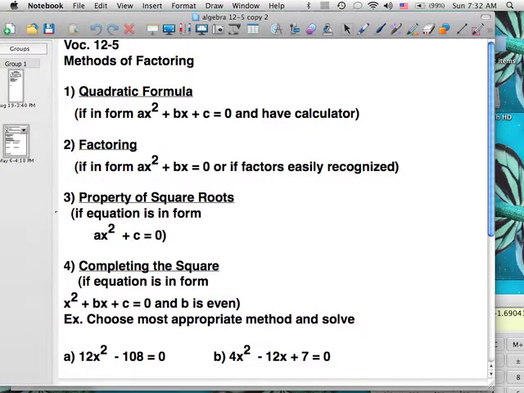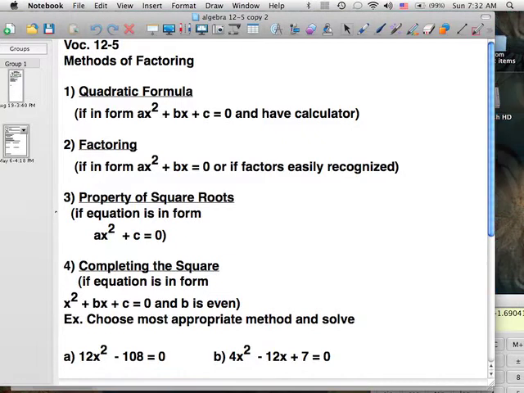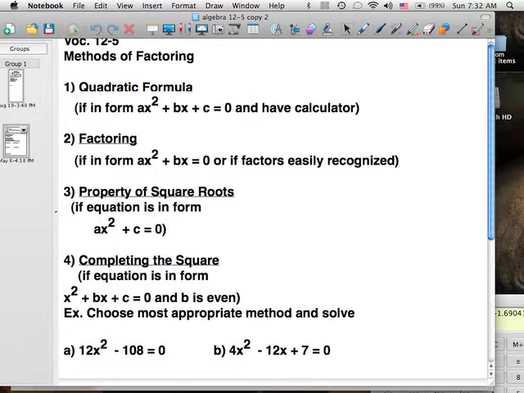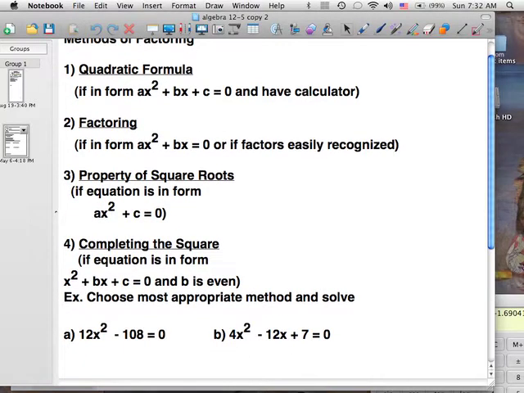We'll use the property of square roots if it's ax squared plus a number equals 0. And we'll use completing the square if it's x squared, remember it has to be 1 in front, plus bx plus c equals 0, and b is even.